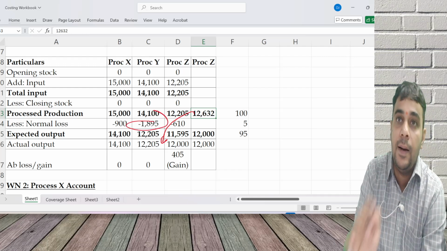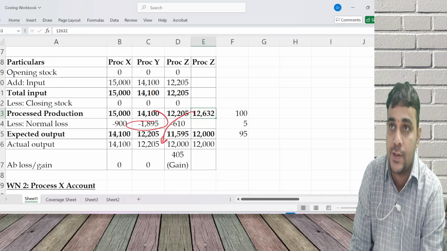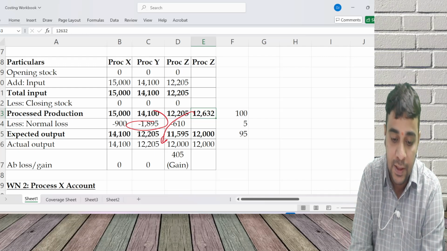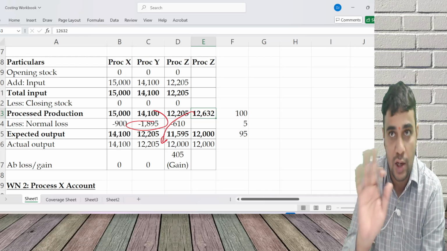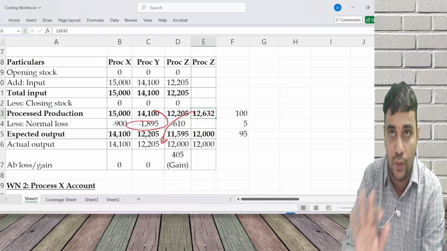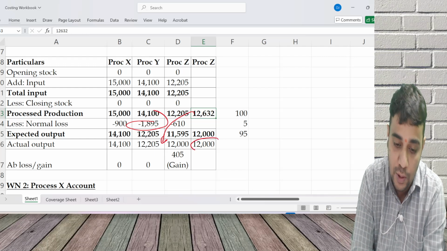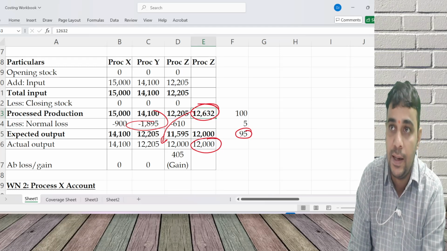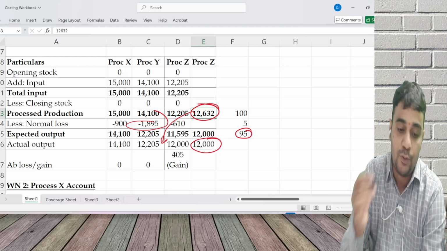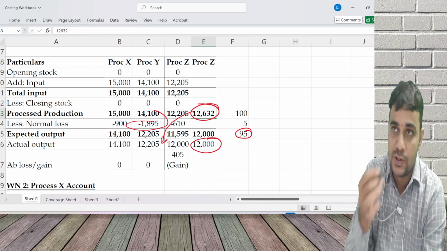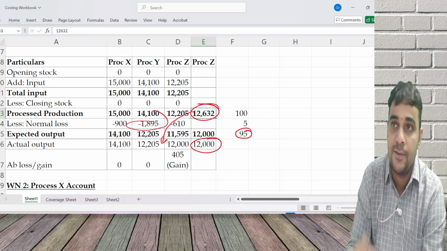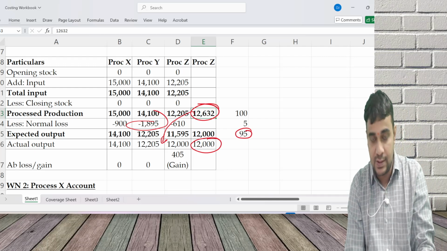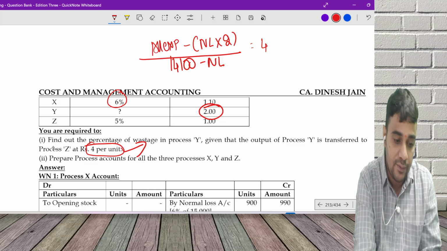This 12,632 can be taken as the output in the earlier process, and normal loss would have become a balancing figure in the second process. I'm repeating: 12,000, 95, 100, so 12,632 should be the input of the second process. That would be the output of the second process and the input of the third process, and the balancing figure is normal loss. I'll explain why it is not going to work in this question. I would have done exactly this if they had not given the 4 per unit.